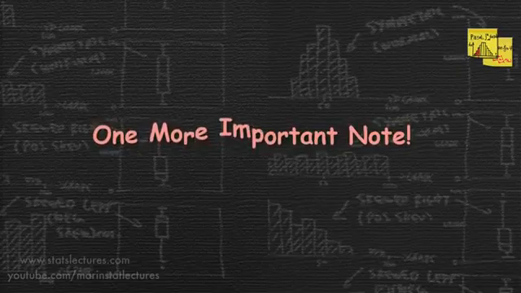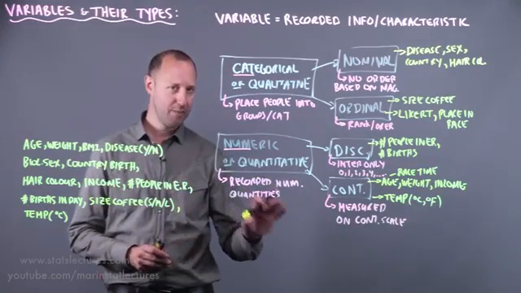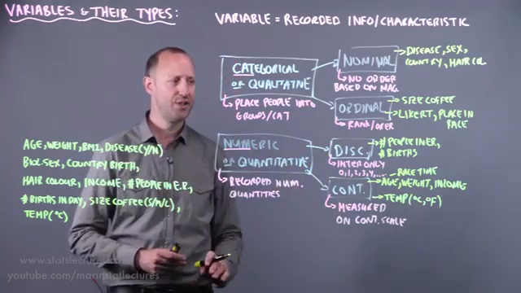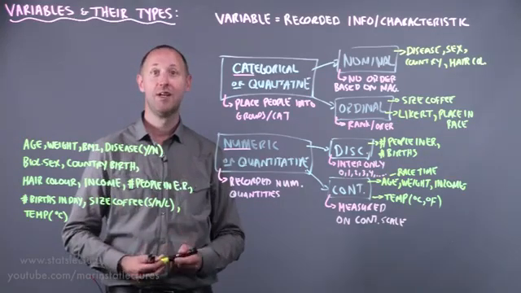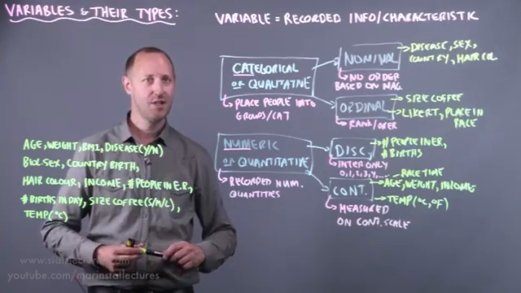Now, one more important note, and this really becomes a little bit more important further down the line, but we're going to mention it now mostly for the sake of completeness. Discrete or continuous variables can be further subdivided into scales of measurement, looking at the ratio scale or the interval scale. Okay, so let's quickly mention what those are.